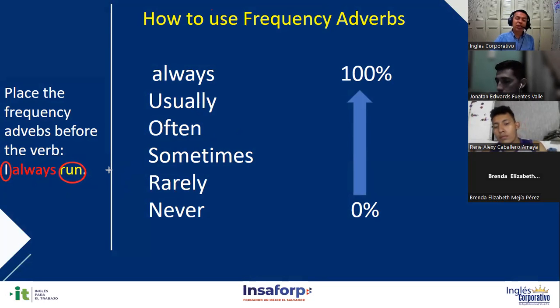Then run, right? Yo siempre corro. I always run. Okay? Or I usually run. Usualmente corro. Often, frecuentemente, sometimes, alguna vez. I rarely run. Yo raramente corro. Or I never run. Yo nunca corro. Yo vuelo. Okay. You see? Now, let's continue, right? ¿Con quién nos quedamos?